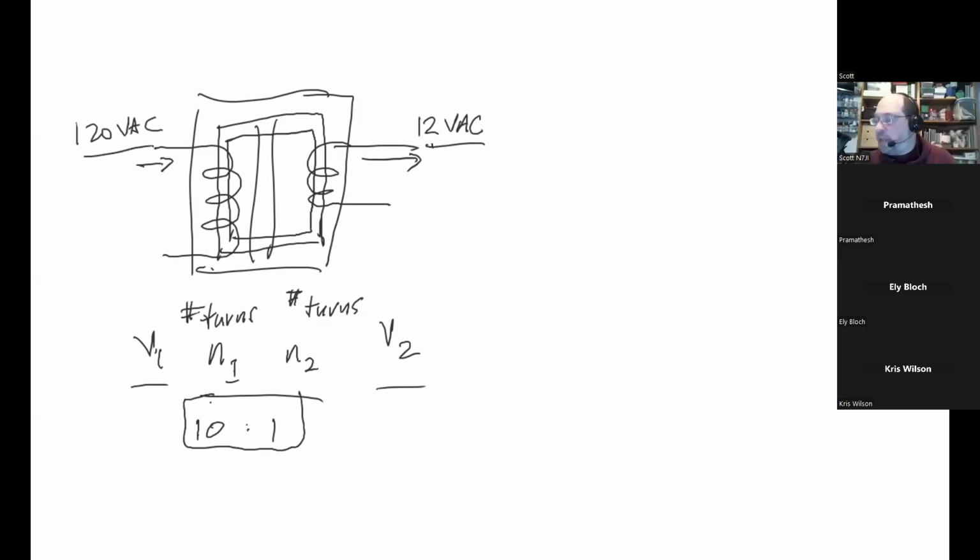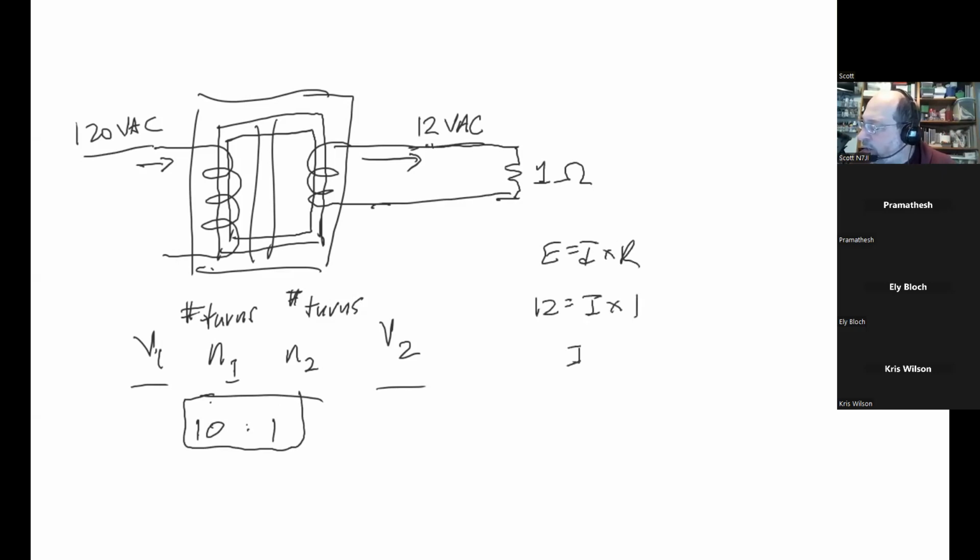Now, interestingly, if I were to do that, and let's say I hook this up through a 1 ohm resistor, I could figure out what my current is. I could say E equals I times R, and that's 12 equals I times 1. I is 12 amps. Okay, so what is my power? P equals I times E, 12 times 12 is 144 watts.